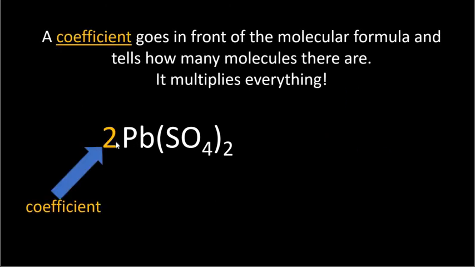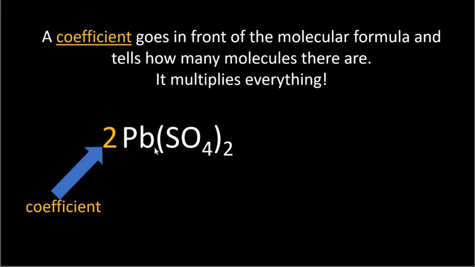Now, in front of a molecular formula, you could have what's called a coefficient. And this goes in front of the formula, and it tells how many of this molecule you have. So this 2, the coefficient, multiplies the entire molecule right here. Okay? Now, these are the only things you're going to be able to change, these coefficients, when you're doing balancing. But you got to remember how to count everything.